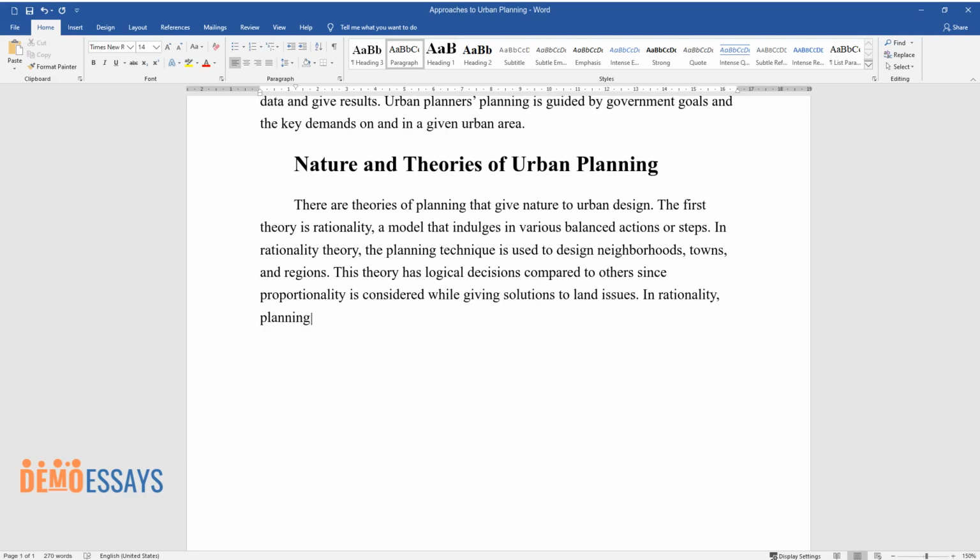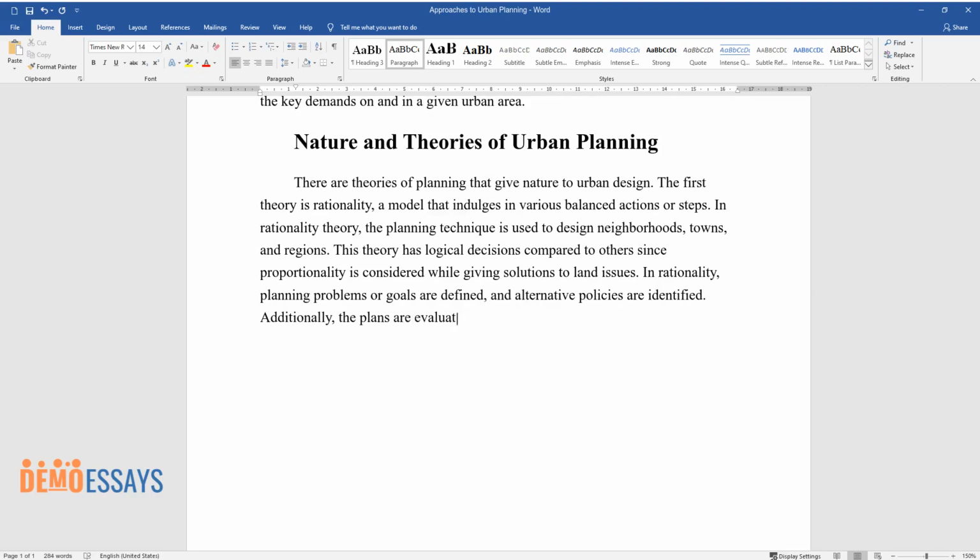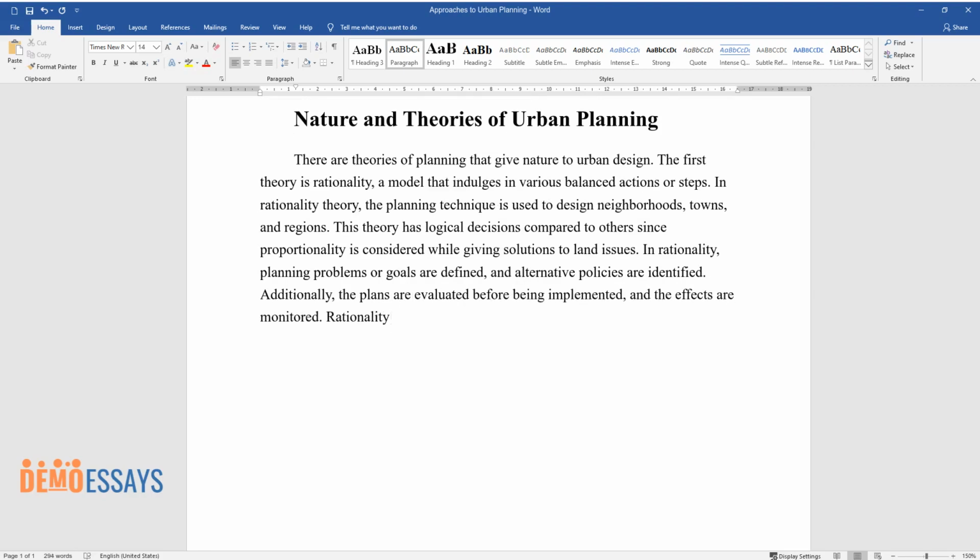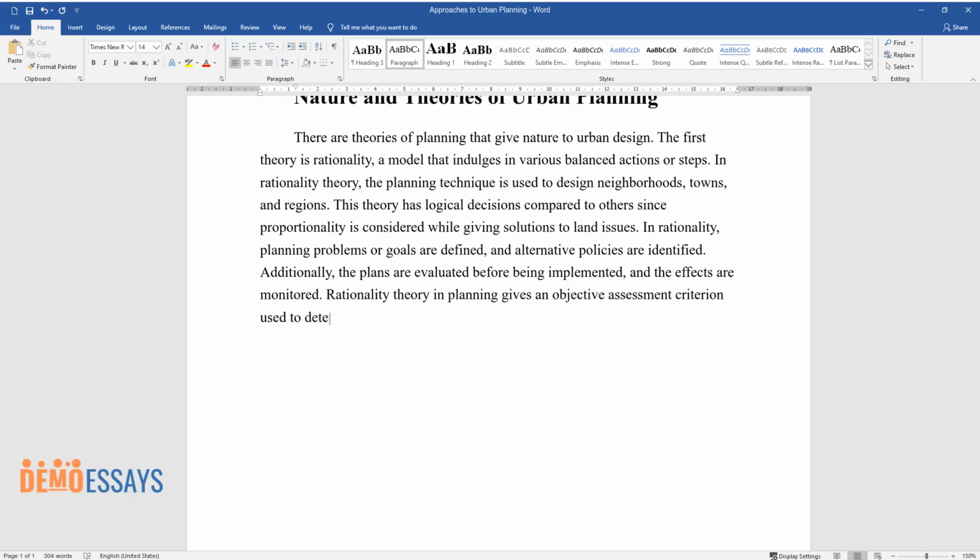In rationality, planning problems or goals are defined, and alternative policies are identified. Additionally, the plans are evaluated before being implemented, and the effects are monitored. Rationality theory in planning gives an objective assessment criterion used to determine the success or failures of options available.